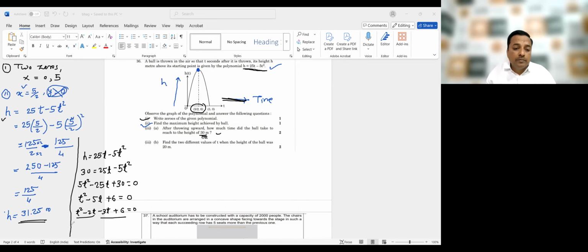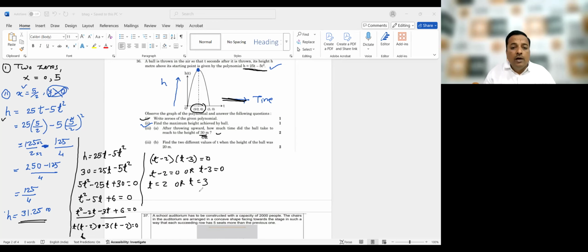Make the group. Take t common: t − 2, and then take −3 common: t − 2. If both brackets are the same, then our factors are correct. So (t − 2)(t − 3) = 0. So t − 2 = 0 or t − 3 = 0, so t = 2 or t = 3. So there are two answers for this one. OK, we cannot do anything about it, this is the answer it will give.